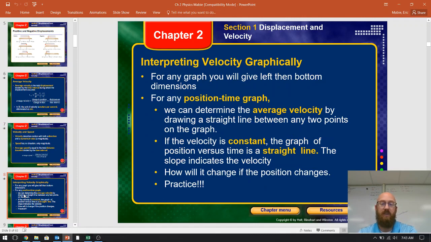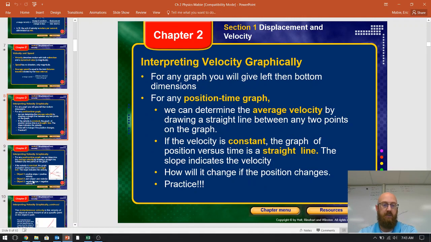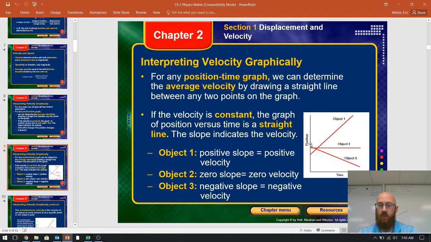Position-time graphs. Let's get right to a graph. So position and time. Time is going this way: 0, 1, 2, 3, 4, 5, 6. If we start with this first line, we can honestly say from our position, the object is going away from us. Time's going this way, position is going from there.